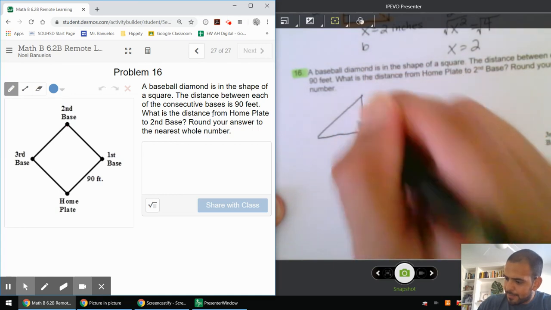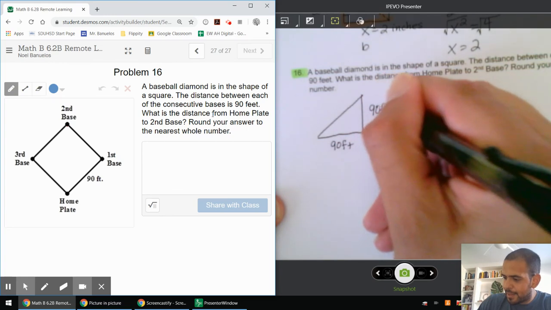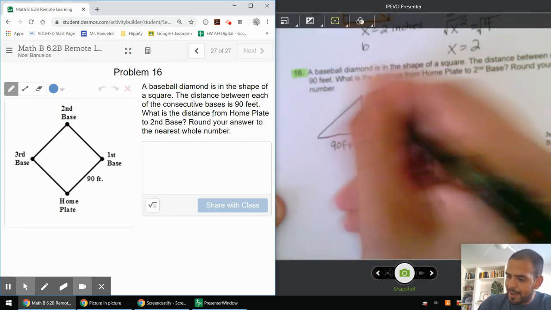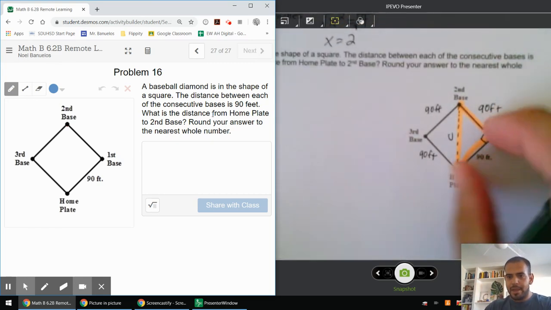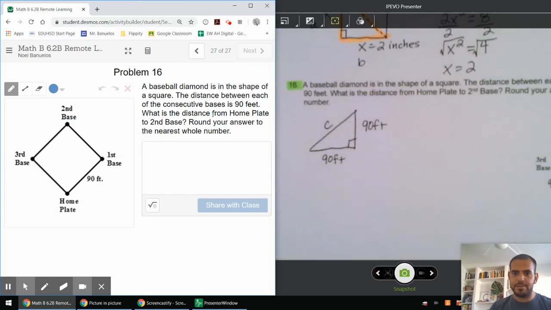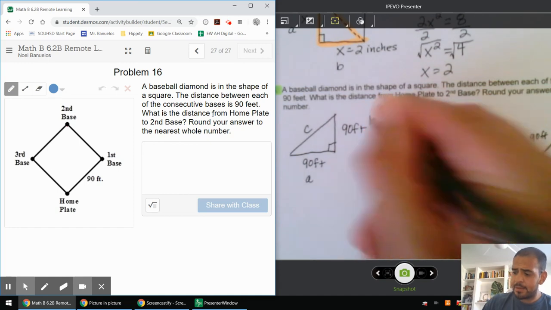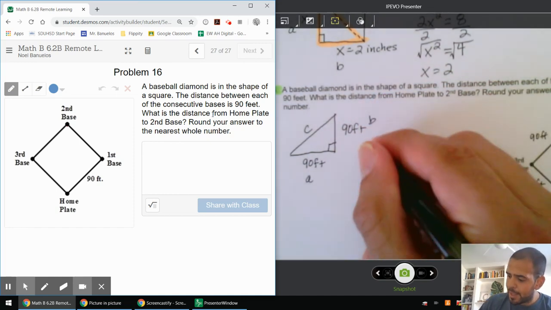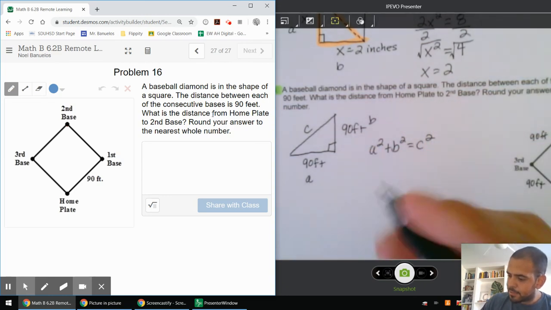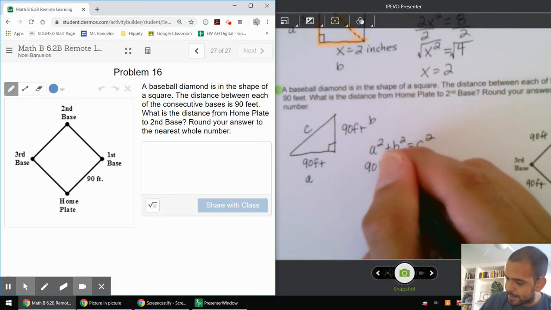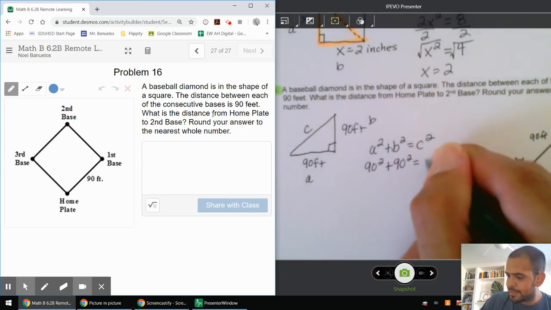So really, I have 90 feet as one of my legs. I have 90 feet as my other leg. And what you're trying to find is a hypotenuse, C. What I just did was take this triangle and rotate it over so it looks a little nicer and I can work with it, okay? So this is A, this is B. Use the Pythagorean theorem. A squared plus B squared equals C squared. A is 90 feet, so 90 squared. B is 90, so 90 squared equals C squared.